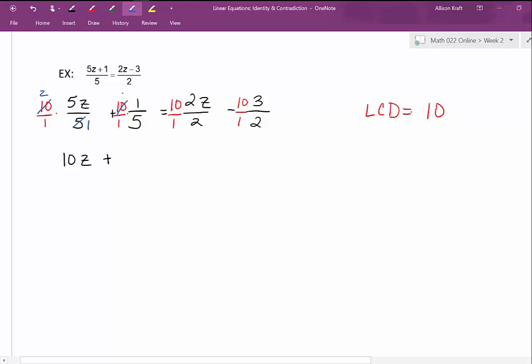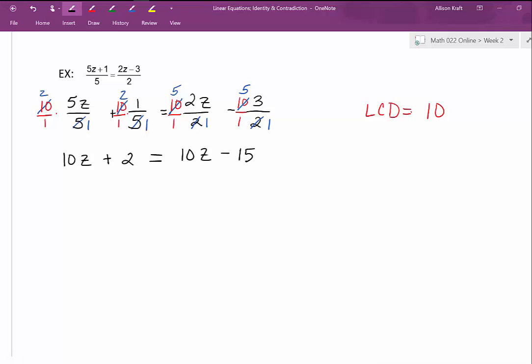Next, 5 goes into 10 twice, 5 goes into 10 once. Multiplying straight across, I get 2 over 1, or just 2. In the next pair, 2 goes into 10 5 times, 2 goes into 2 one time. Multiplying straight across, I get 10z over 1, or just 10z. The last pair, 2 goes into 10 5 times, 2 goes into 10 one time. Multiplying straight across, we get 15 over 1, or just 15. Now we have an equation with no fractions in it.